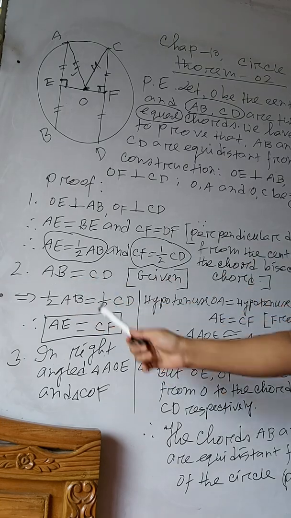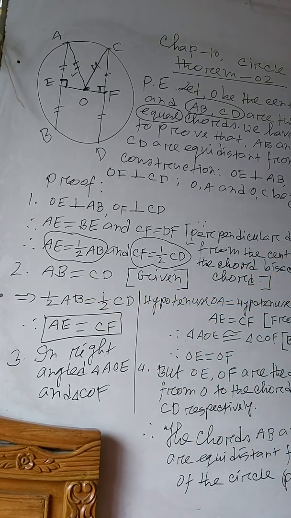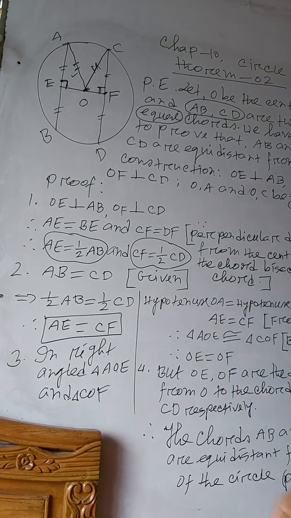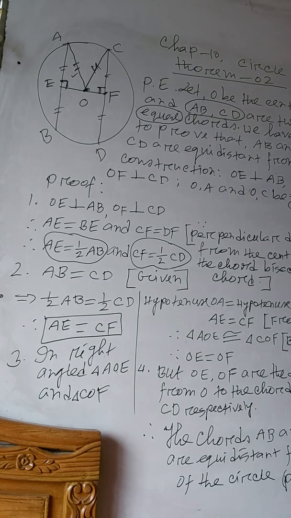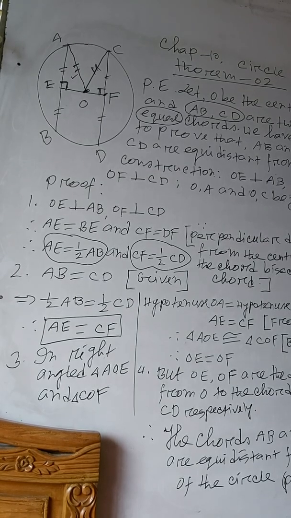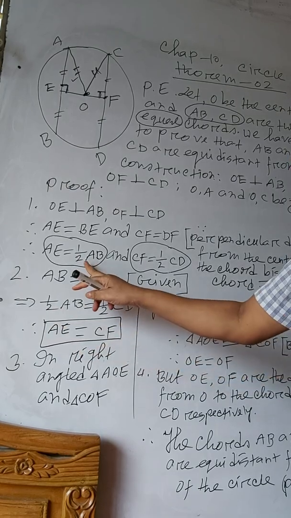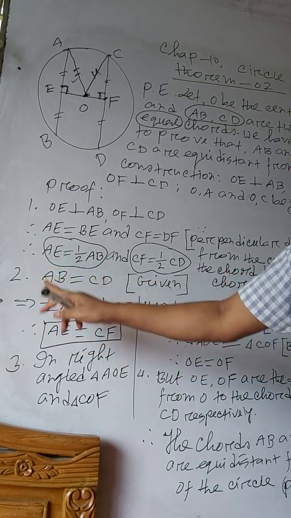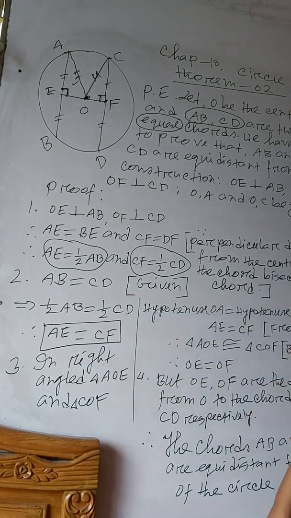Number 2, also we have AB equal to CD, which is given. Dividing both sides by 2, half of AB equals half of CD. But half of AB equals AE, and half of CD equals CF.